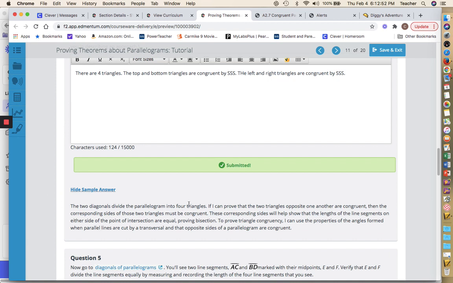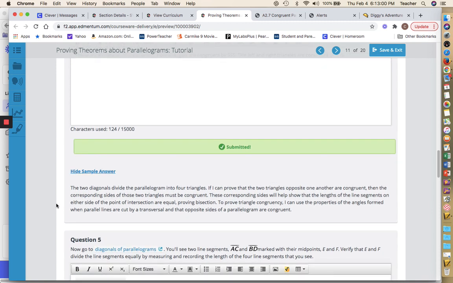Four triangles. Okay, I'm in the same direction. Let's see, congruent, corresponding. All right, so they just went with the corresponding stuff, but they went into a little bit more detail than I did.